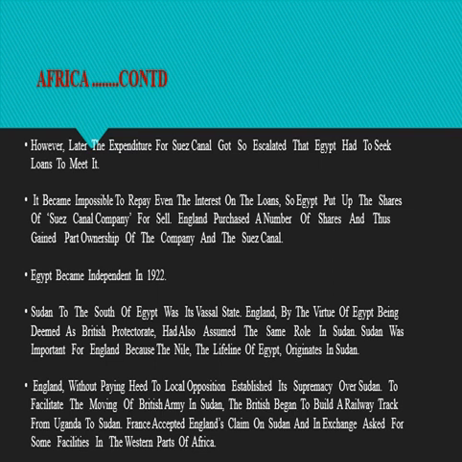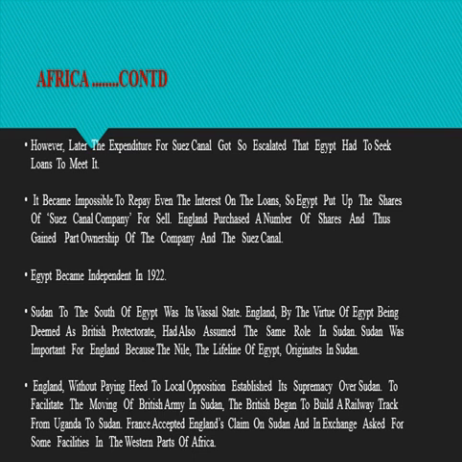It became impossible to repay even the interest on the loans, so Egypt put up the shares of the Suez Canal Company for sale. England purchased a number of shares and thus gained part ownership of the company and the Suez Canal. Egypt became independent in 1922.